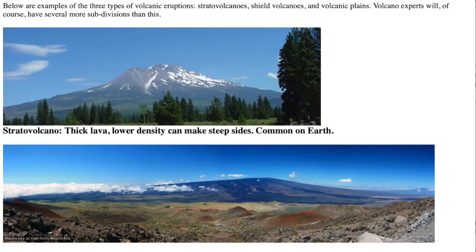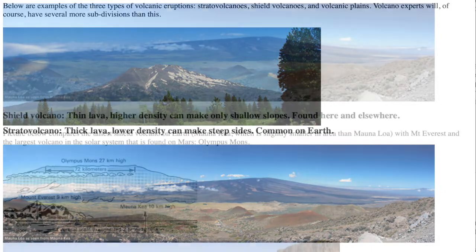Stratovolcanoes, also called composite volcanoes, are made from very thick, low-density lava, so it can make steep sides. The lava does not flow as far as the other two types, so their diameters are not as great as the other types. They are common on the Earth. The pancake domes on Venus may be considered a type of stratovolcano, but their shapes are much more cylindrical without a peak. The Cascade volcanoes in Oregon and Washington are stratovolcanoes.